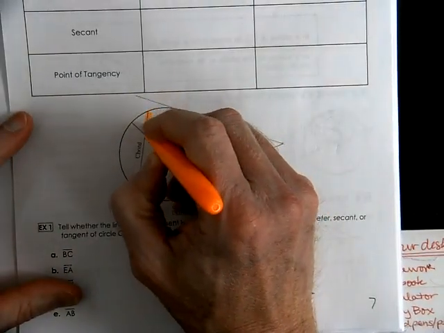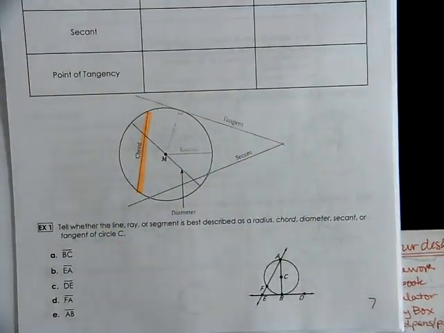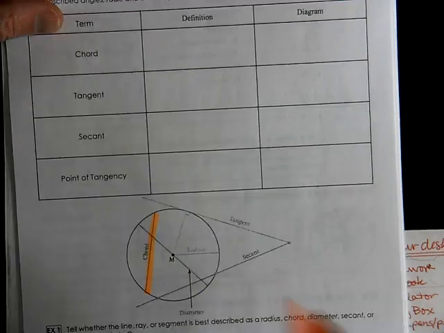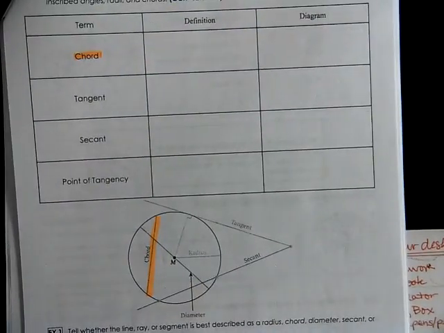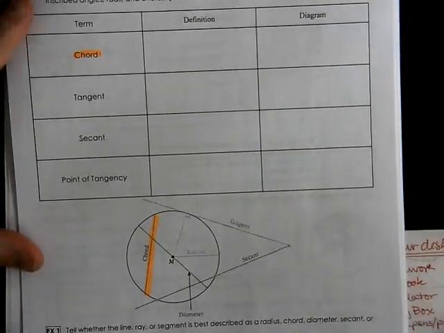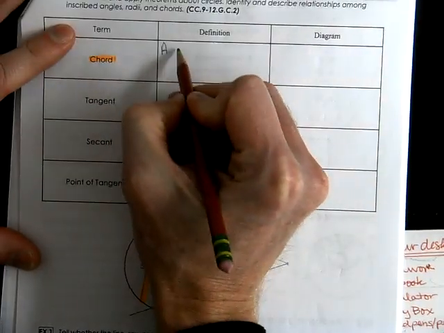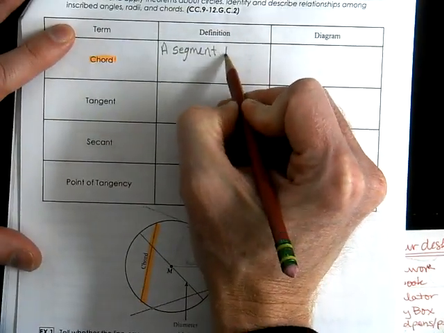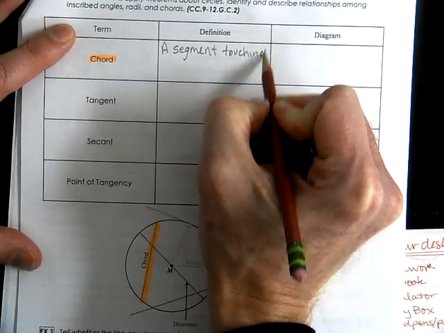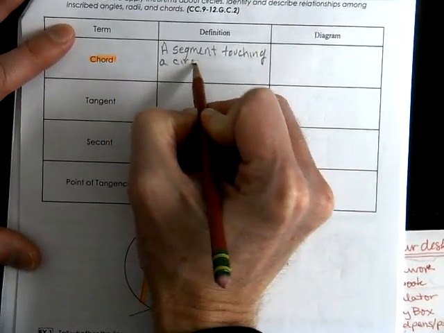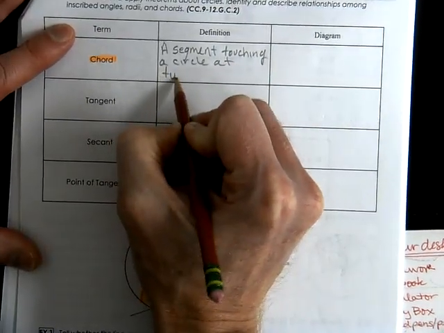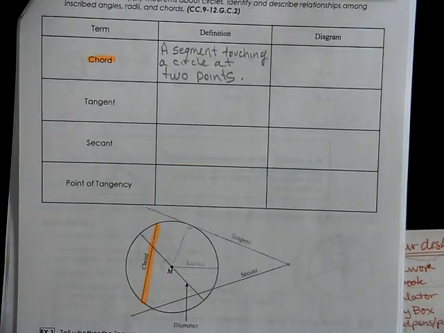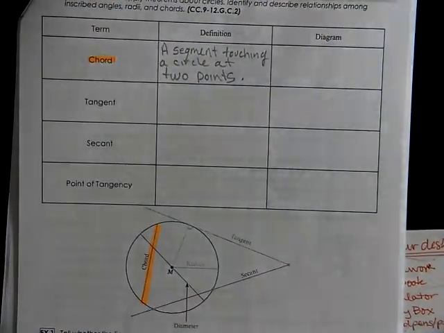So here's an example of a chord. It's a segment that's touching the circle at 2 points. So I'll color code the chord. It's a segment touching a circle at 2 points. You could say that the endpoints are on the circle. That'd be another way to phrase that.